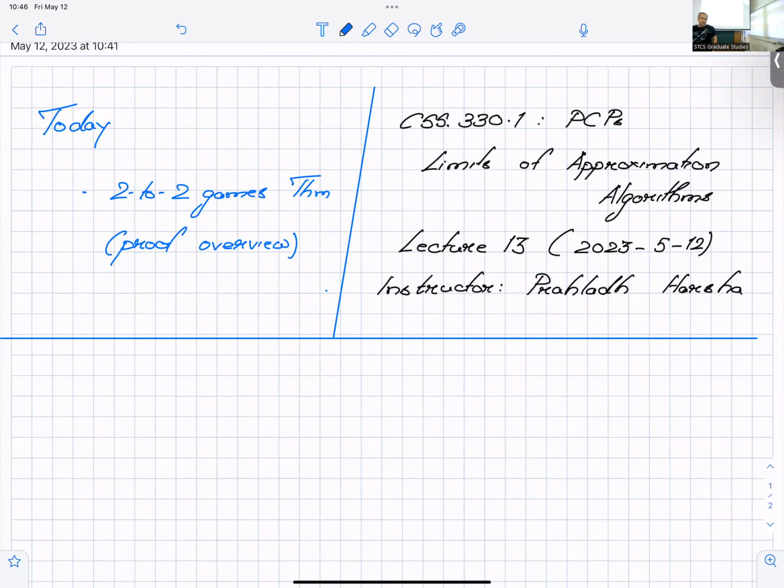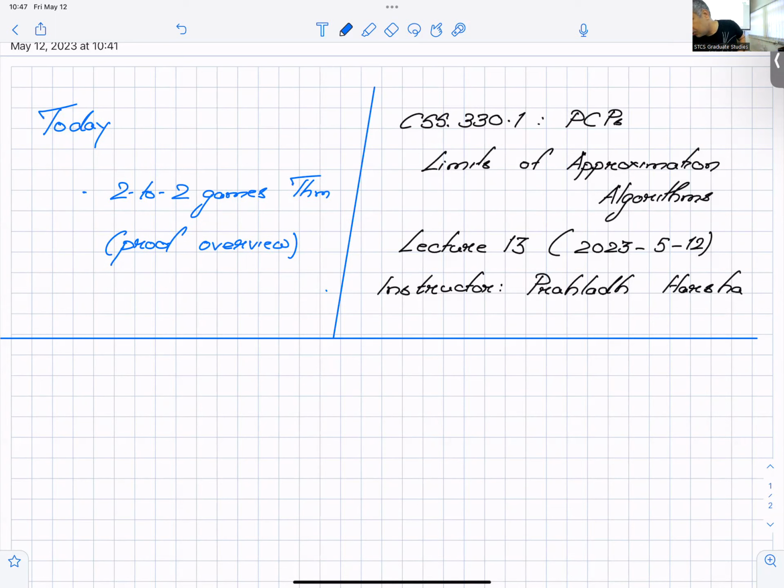Okay, so let's get started. Welcome to lecture 13, and hopefully the last lecture in this course. So we continue our discussion on the 2-to-2 games theorem.